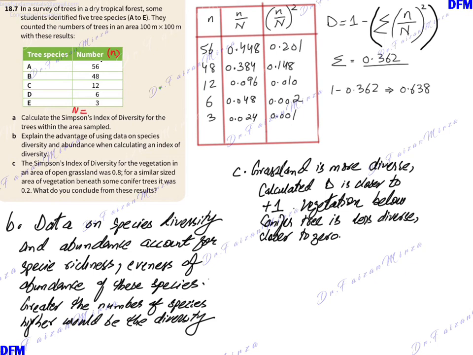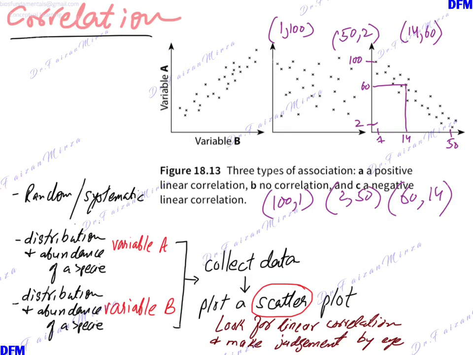That's it. I've already covered how the Simpson index of diversity can be used to calculate how diverse the region is. So that's pretty much the repetition of the same.